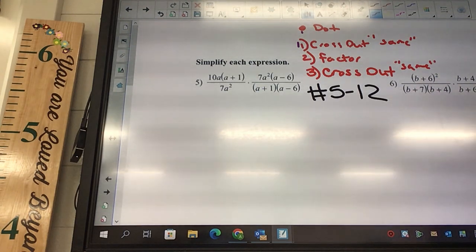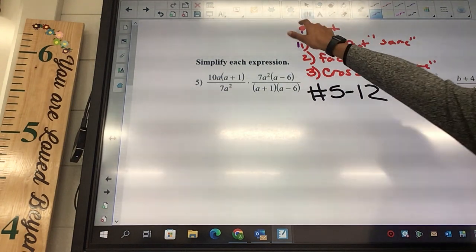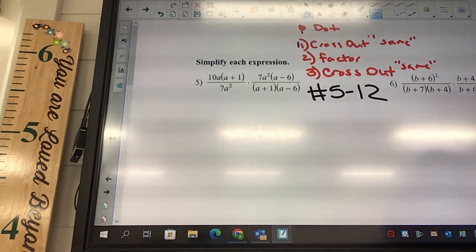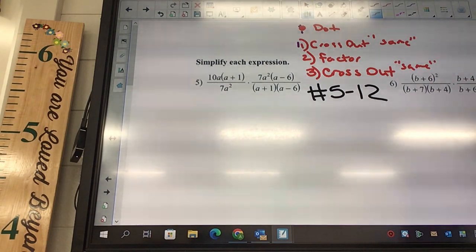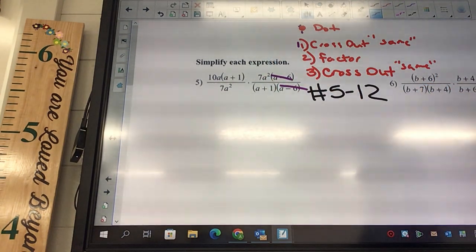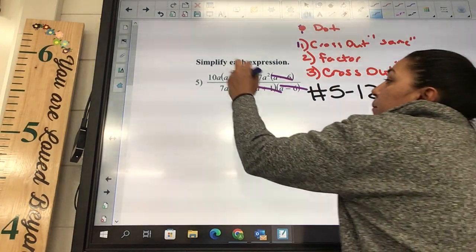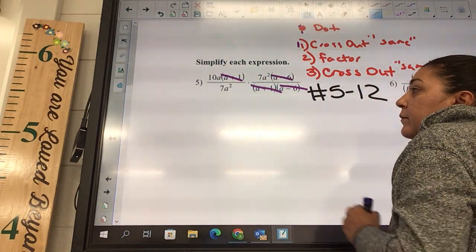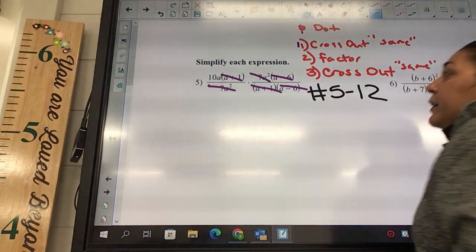Don't get confused on your test and think 5 through 12 all match up to this, because your test isn't going to be this long. You're looking for the dot that lets us know that's that kind of problem. Our first step is to cross out. What can we cross out? A minus 6. Good. A plus 1. Okay, so we've crossed out.